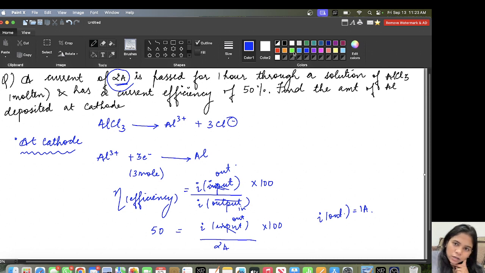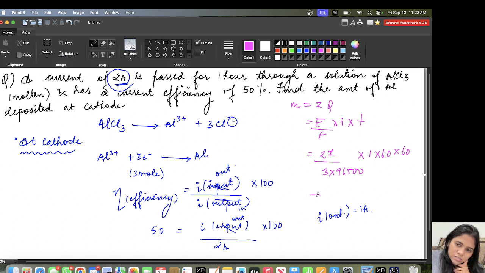So by formula, now you know M is equal to Z into Q, or we can directly write it as E by F into I into T. What is E of aluminium? Definitely 27. Faraday is 3 into 96500. I is 1 and T is 60 into 60. What is it equal to? 0.133.